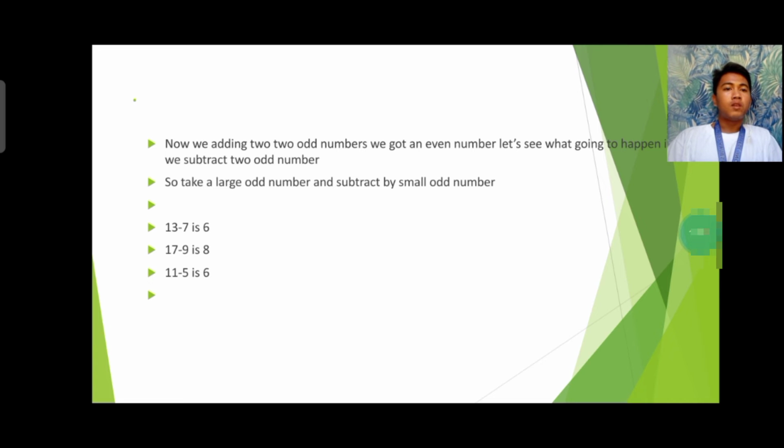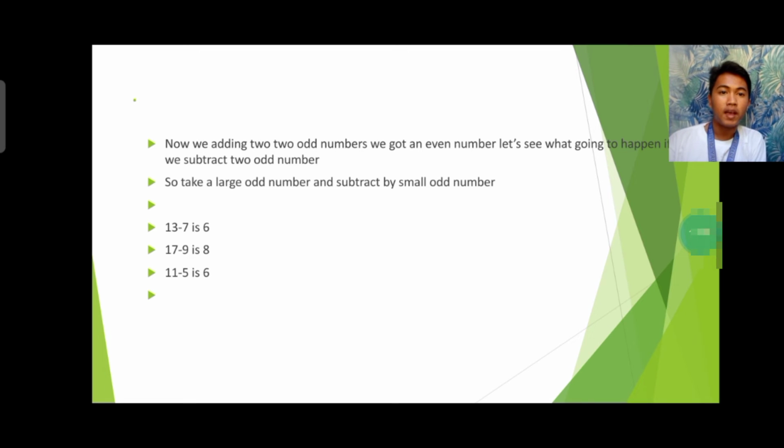Now when we add two odd numbers, we get an even number. Let's see what's going to happen if we subtract two odd numbers. So take a large odd number and subtract a small odd number. 13 minus 7 equals 6. 6 is an even number. 17 minus 9 equals 8. 8 is an even number.